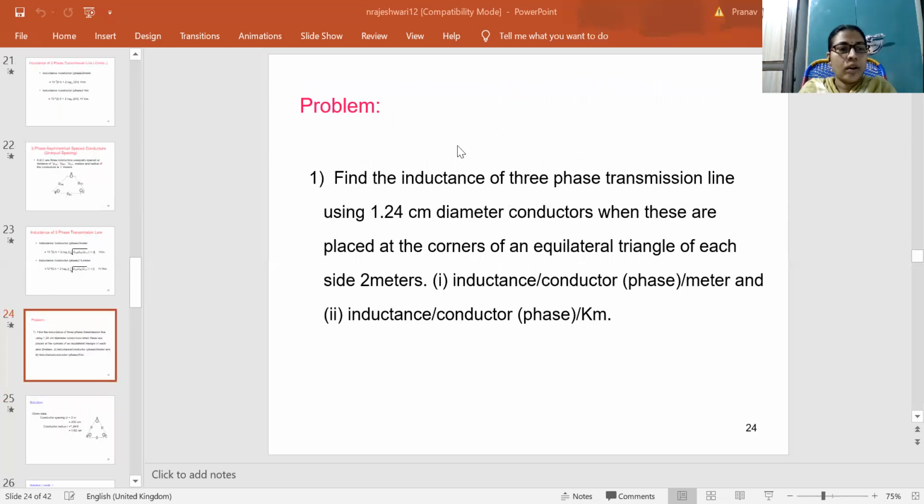So we'll see the problem on equally spaced conductors. Find the inductance of a three-phase transmission line using 1.24 centimeters as the diameter of conductors when these are placed at the corners of an equilateral triangle of each side 2 meters. We have to find the inductance per conductor per meter, and second, the inductance per conductor per kilometer.